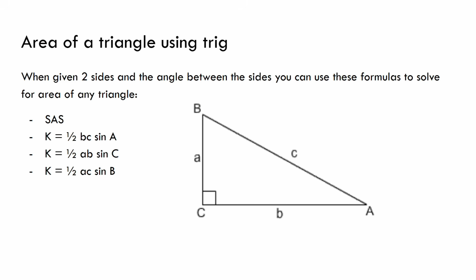So to find the area of a triangle using trig, when you're given 2 sides and the angle between the sides, so side, angle, side, you can use the formulas below to find the area of any triangle. Like I said, it's going to have to be side, angle, side, and it has to be in this orientation or else it's not going to work. And then here are the following equations that you can use.